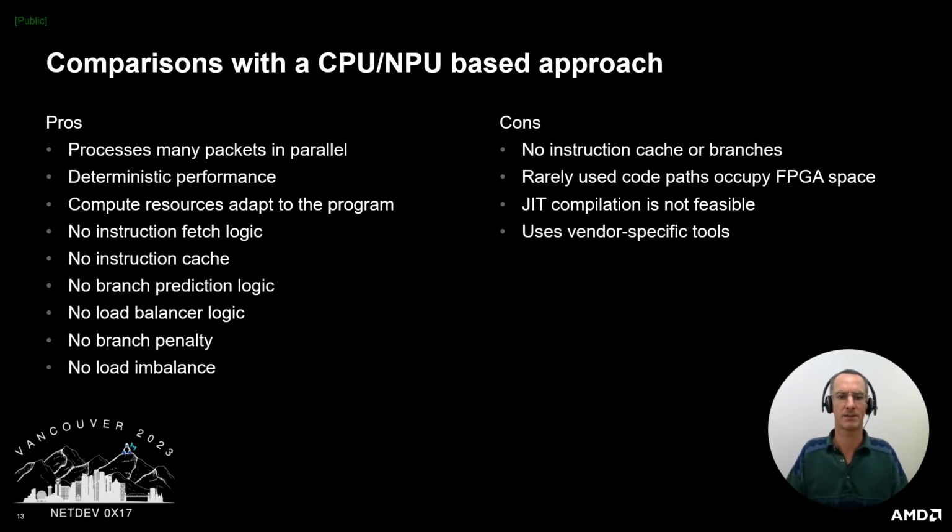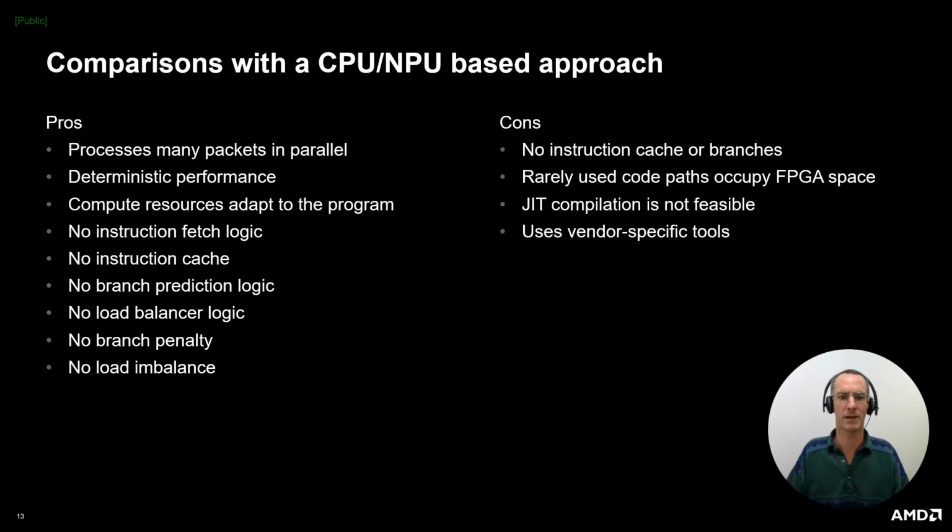A pipeline stage can use a small part of the FPGA or a lot of it depending on its needs. We also don't use any chip space for instruction fetch logic, instruction caches, branch prediction logic or load balancers. The packets simply enter the pipeline and get processed by it. On the downside, we don't have instruction caches or branches.